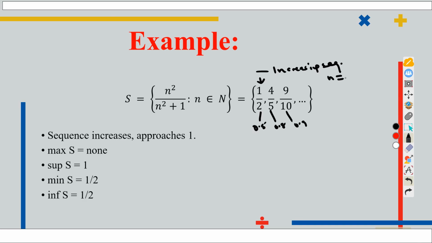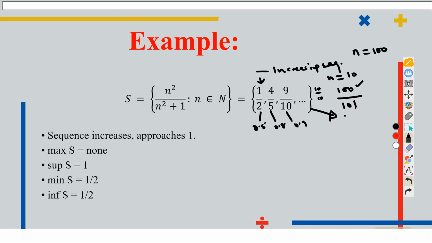If your n becomes, for example, 10, then you will have a number like 100 over 100 plus 1, that is 101. So you realize there is no point where you will get 10 out of 10, or 1,000 out of 1,000. It is not possible, because the upper one cannot be equal to the lower one here. The term in the denominator will always exceed the numerator by 1.